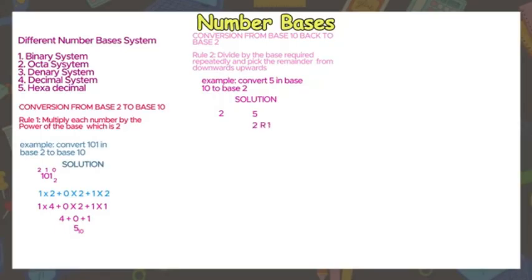Remainder 1. 2 can also go in 2. 2 in 2, that is 1, remainder 0. Then 2 in 1, that is 0, remainder 1. You now read from that rule. You read upward. That means, therefore, 5 base 10 is equal to 101 base 2. We have gotten that back from base 10 to base 2. That is rule number 3.